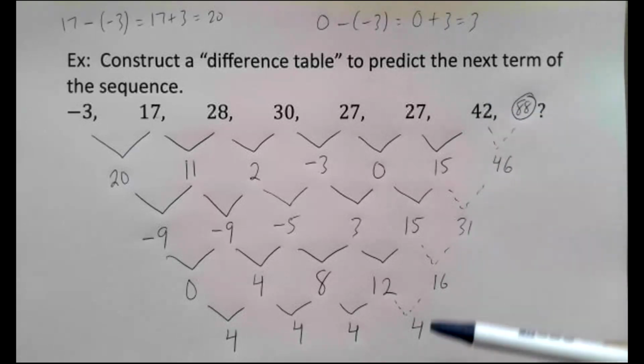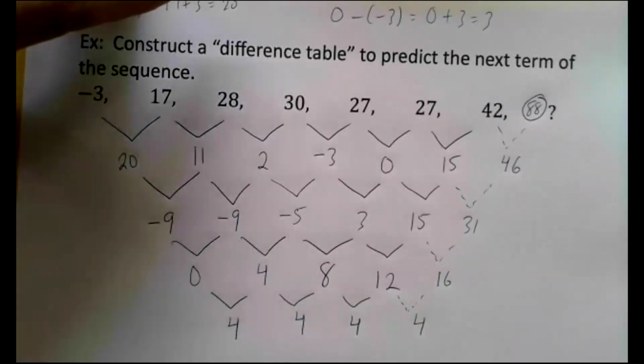Sort of a long difference table. There's a lot of negative numbers showing up. That's a difficult problem for a lot of people. Let's move on to our next example.